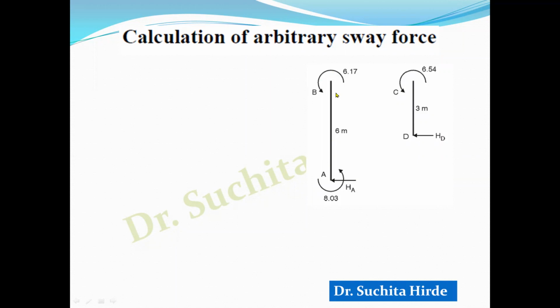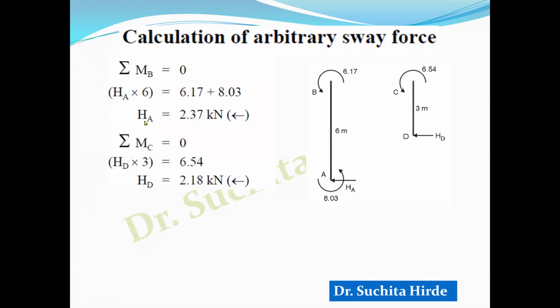Again, as I explained earlier, there are three forces here, but I have not shown them. Here also there are three forces, vertical, horizontal and moment. But since the moment is zero, I have not shown these forces. Similarly, at this point, since it is a hinge support, only two forces are there. So taking moment about B equal to 0, we will calculate HA, and taking moment about C equal to 0, we will calculate HD. So if you take this moment, you will get HA is equal to 2.37 and HD is equal to 2.18 kilonewton, which is towards left.